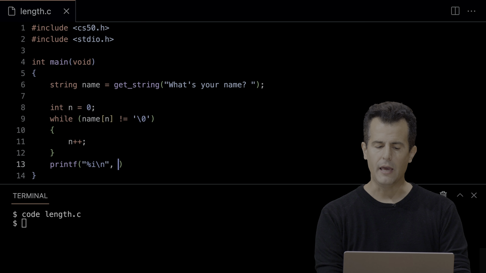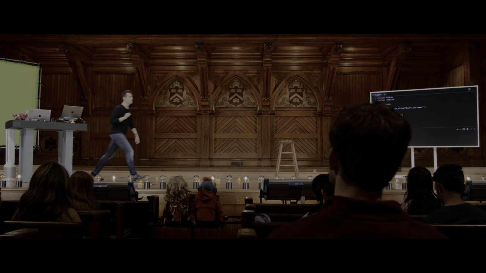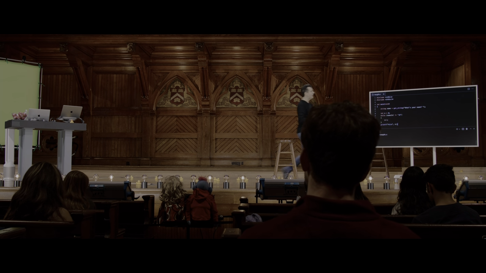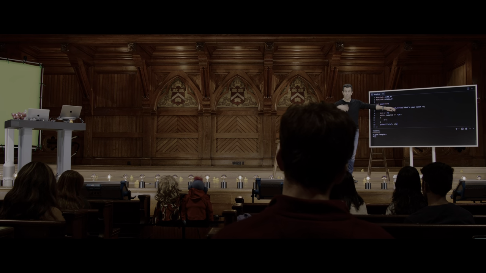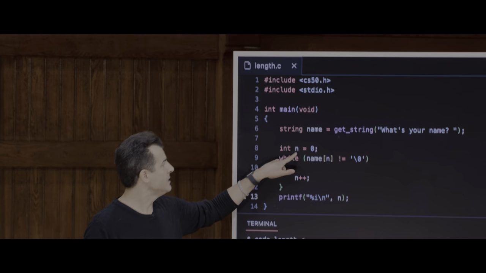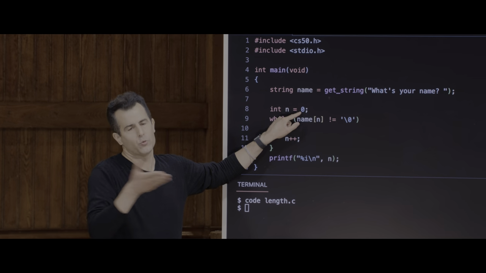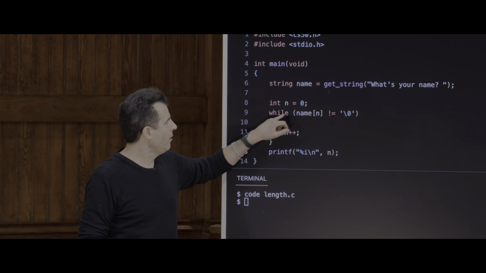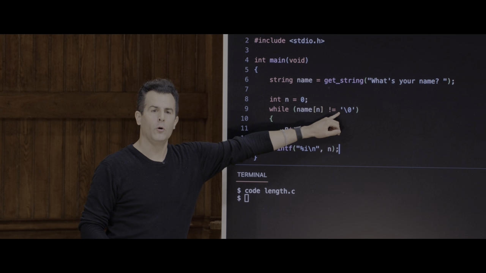That value of n. So I claim this is going to show me the length of any string I type in, whether it's hi or bye or David or anything else. I initialize a variable to 0, and that's good because that's where you start counting in general. While name[0] does not equal backslash 0.